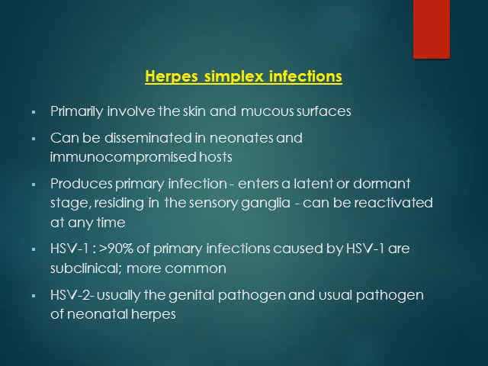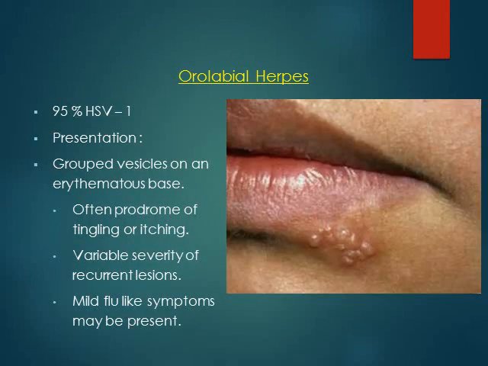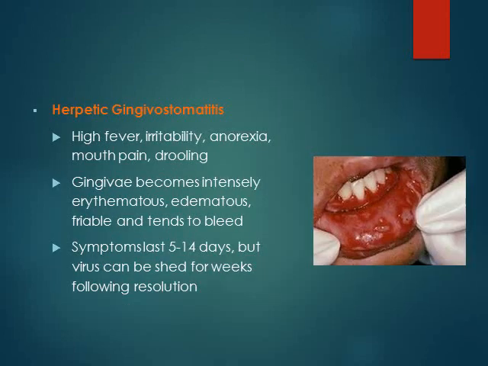So, more than 90% of the primary infections are subclinical, or you may not even know it, but many times there will be some symptoms associated with it. If you see oral labial herpes, 95% is caused by HSV1. Grouped vesicles are seen with an erythematous base at the angle of the mouth, usually seen after an episode of fever or stress, or outdoor activities. Often there will be some prodrome of tingling or itching before these lesions appear, and then the grouped vesicles appear, with mild flu-like symptoms.